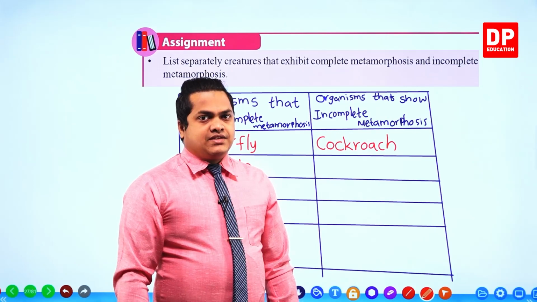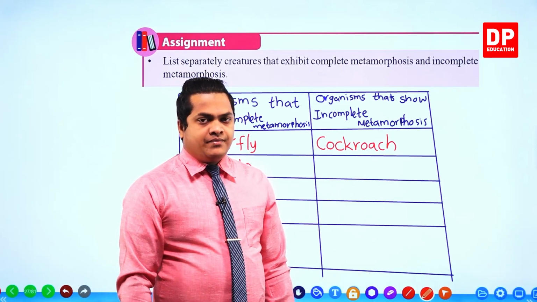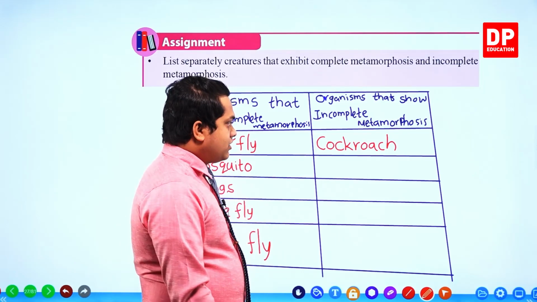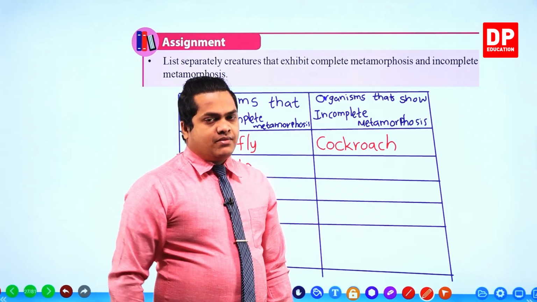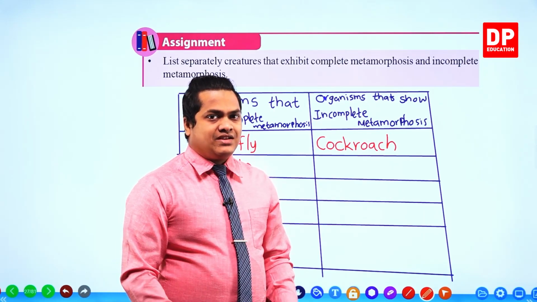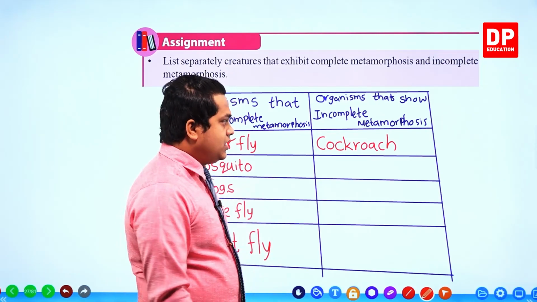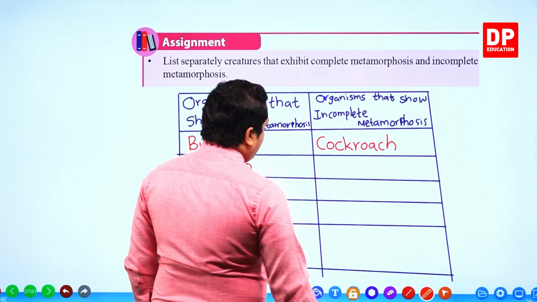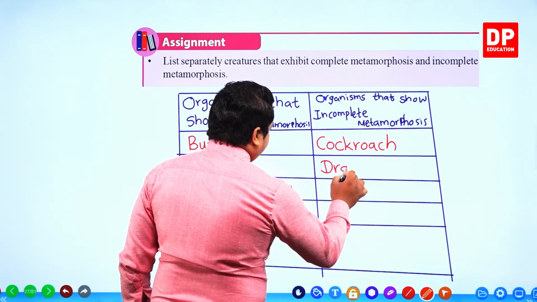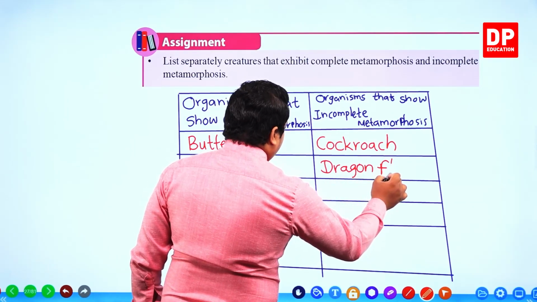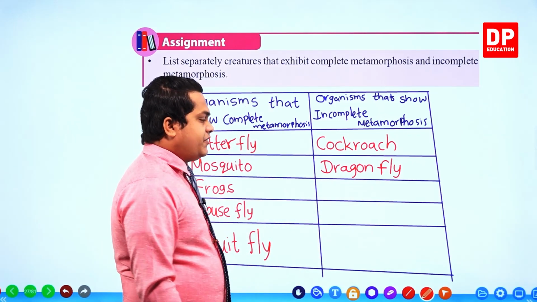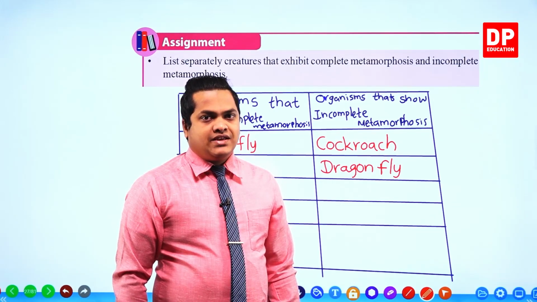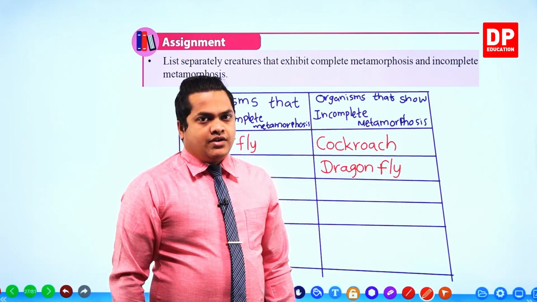Okay, we'll be discussing how the life cycle of cockroach is going to happen. Actually, we'll be discussing a few important facts regarding the life cycle of cockroach. Cockroach is an organism which shows incomplete metamorphosis, as these organisms do not undergo significant changes within their life cycle. Okay, so cockroach undergoes incomplete metamorphosis. Then if you take dragonfly, it is also a type of insect that undergoes incomplete metamorphosis. Dragonfly shows incomplete metamorphosis.